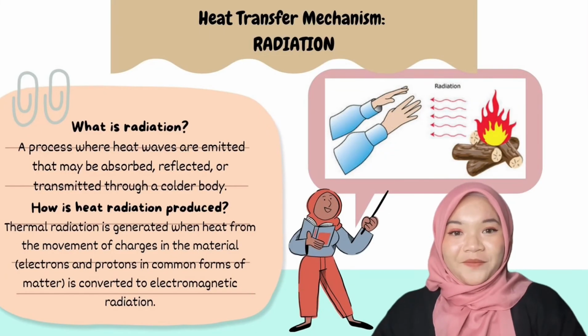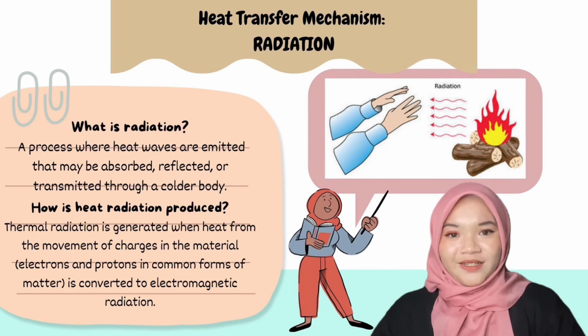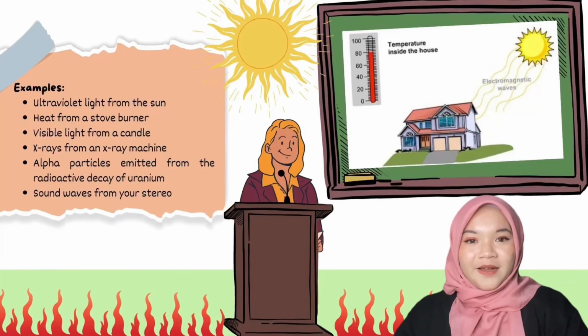Next is the heat transfer mechanism for radiation. What is radiation? It is a process where heat waves are emitted that may be absorbed, reflected, or transmitted through a colder body. How is heat radiation produced? Thermal radiation is generated when heat from the movement of charges in the material, electrons and protons in common forms of matter, is converted to electromagnetic radiation. Examples in our daily life are ultraviolet light from the sun, heat from a stove burner, visible light from a candle, X-rays from an X-ray machine, alpha particles emitted from the radioactive decay of uranium, and sound waves from your stereo.